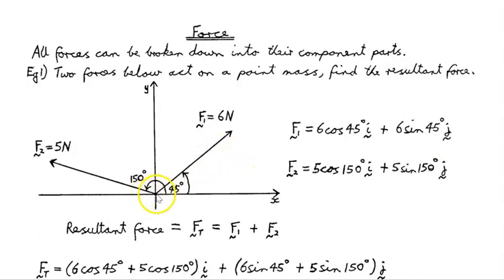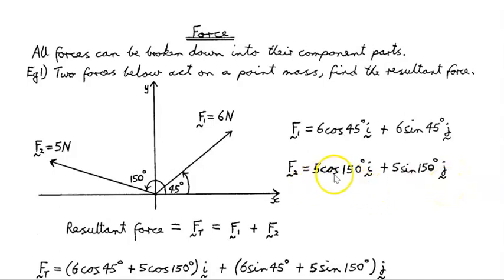Second force over here. This force of 5 newtons makes an angle of 150 degrees with the positive direction of the x-axis, and that's the axis from which we define all our angles. So F2 will be 5 cos 150 degrees in the i direction plus 5 sine 150 degrees in the j direction.